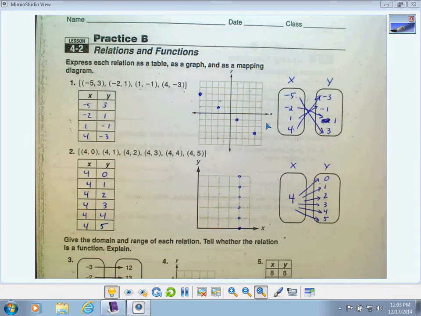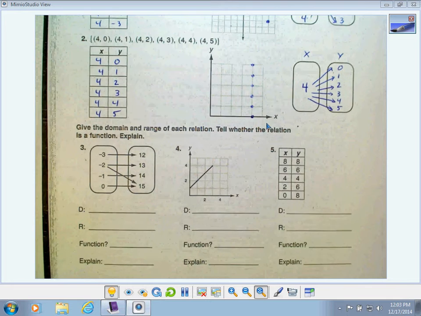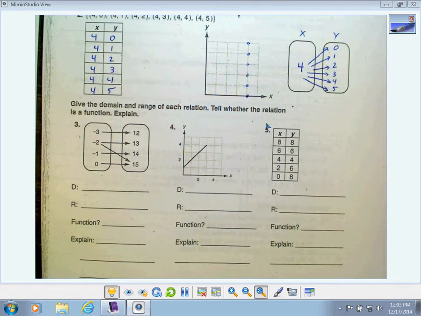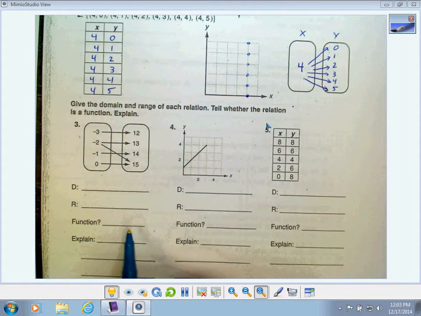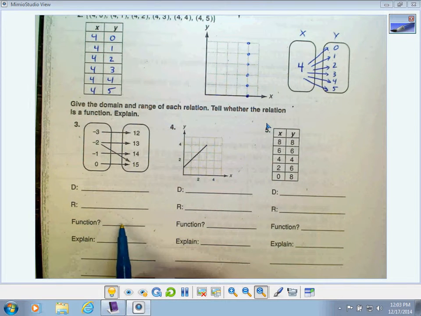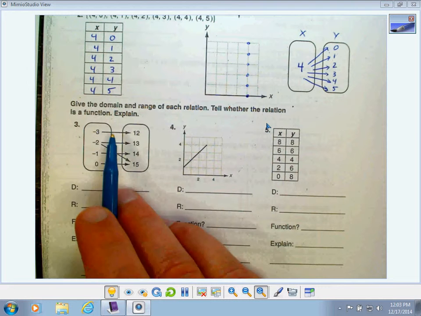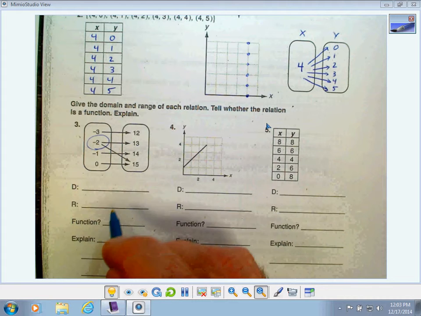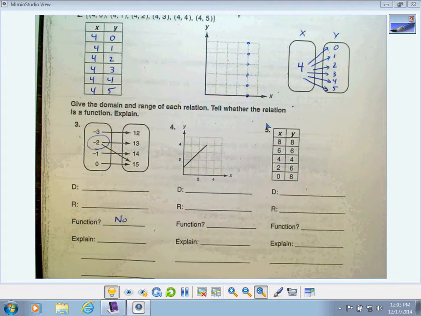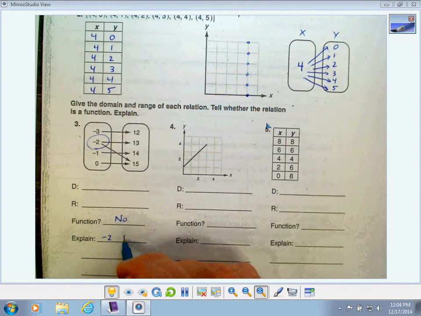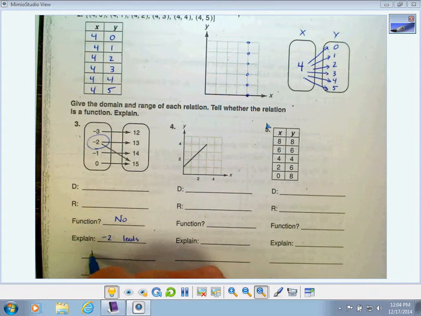So with that in mind, let's go to numbers 3, 4, and 5, where the plan is to say whether or not it's a function. So if you look at this question, we'll do the domain and range in a second. Look at the question. It says, is this a function? Well, I would say no, because of right here. So the answer to this one is no, and it's because the -2 leads to more than one value.